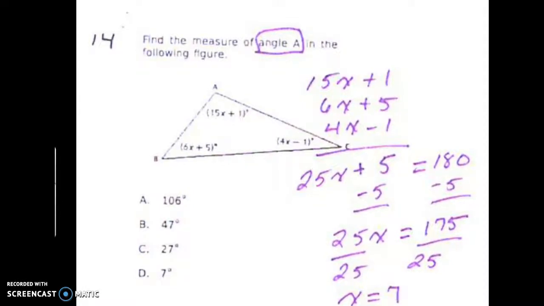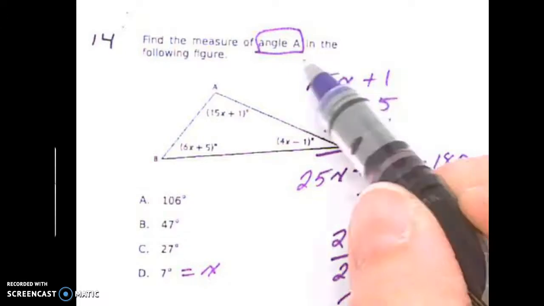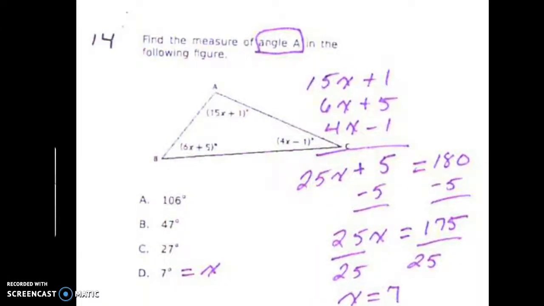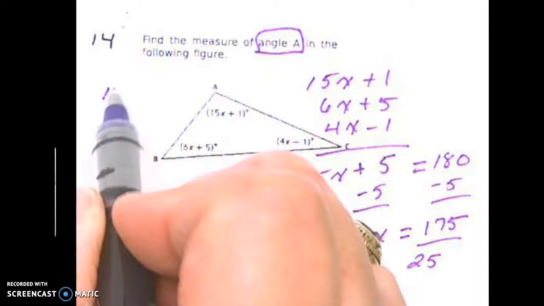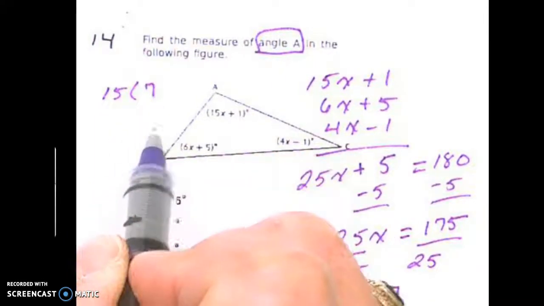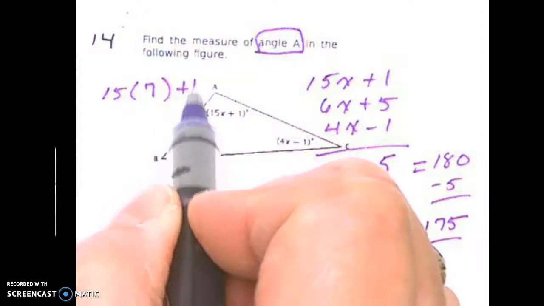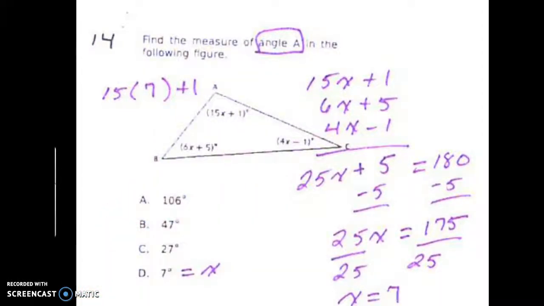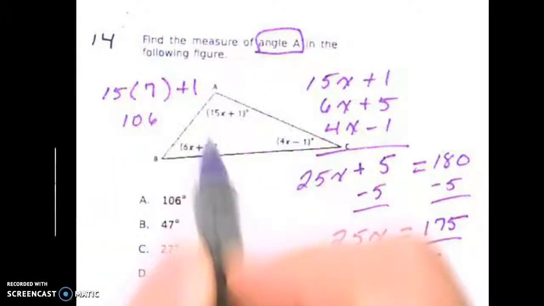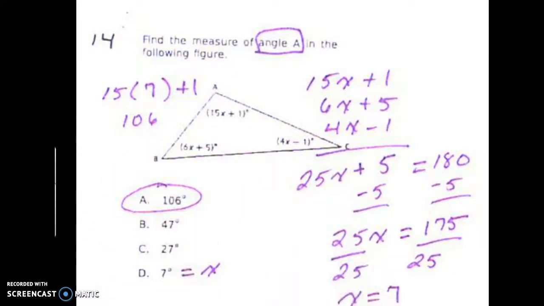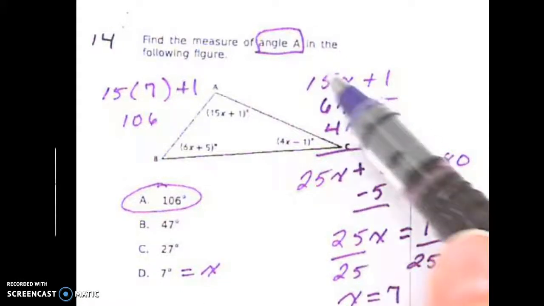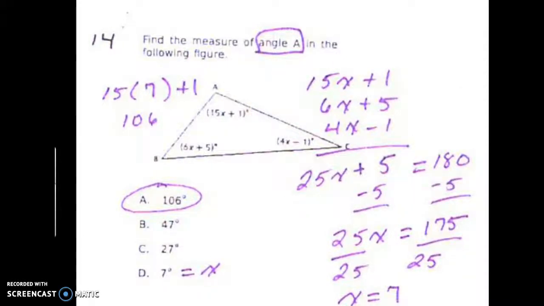Please note that's not the answer to the question being asked. Answer choice D, 7, is the answer for x. I want the answer for the question, which is angle A. Angle A is 15 times that value of x, 7, plus 1. 15 times 7 plus 1 is 106. Please don't get confused on the exam. When they give you an answer for x as one of your answer choices, always make sure to answer the question that's being asked.